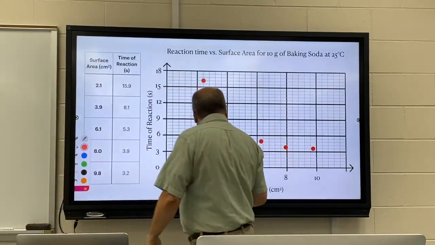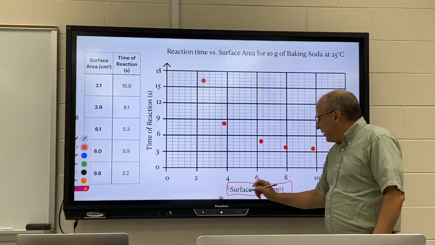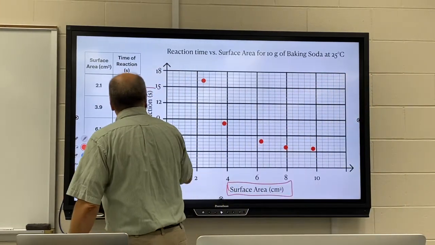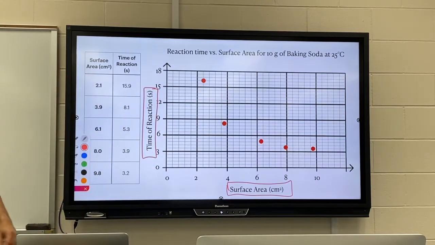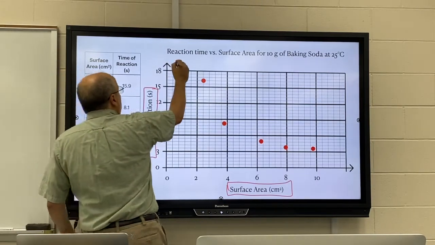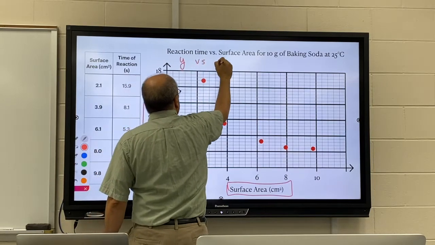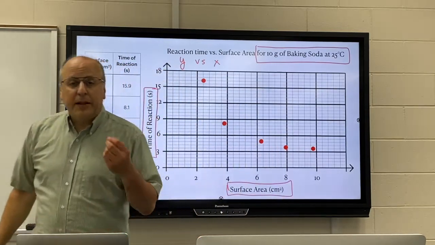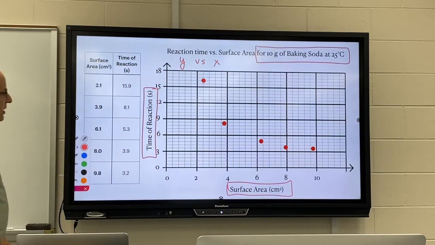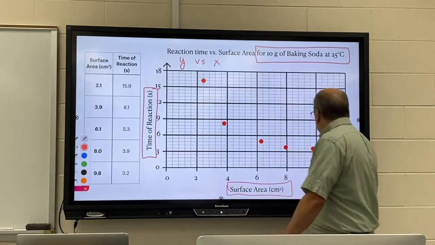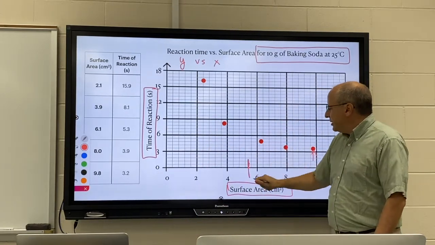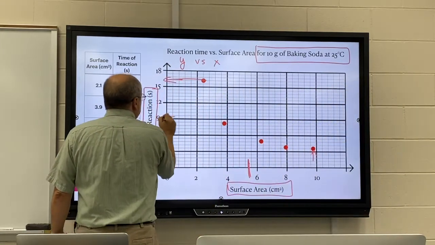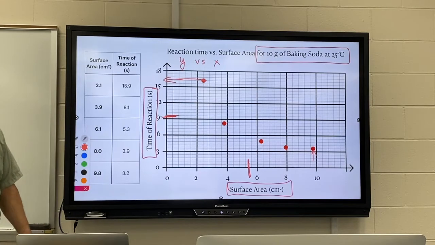Remember, the independent variable is x, the one you change. The dependent variable, the one nature changes, goes on the y. When you write it out, y versus x, and then the conditions that the experiment took place under. Make sure when you set up your scales that the highest value of x at least reaches the halfway point. The highest y value, make sure it's at least higher than halfway up.